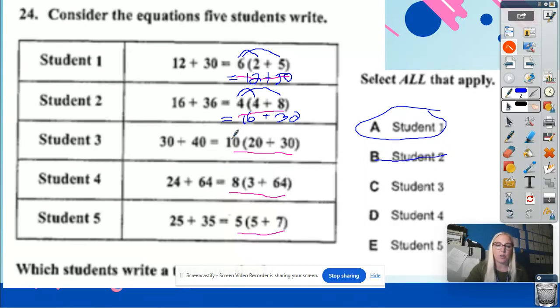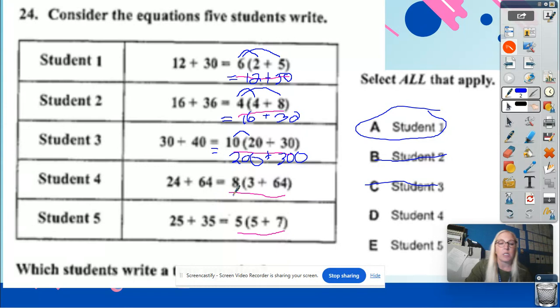All right, student 3, 10 times 20 is 200, plus 10 times 30 is 300. All right, let's check our statement. 30 plus 40 equals 200 plus 300. Nope, C is not correct.